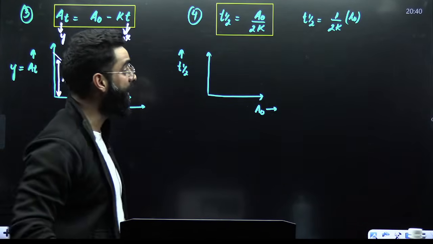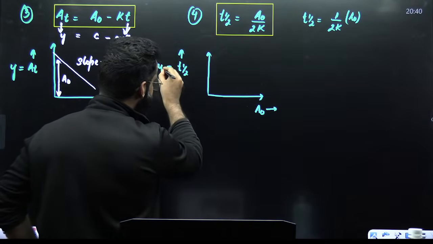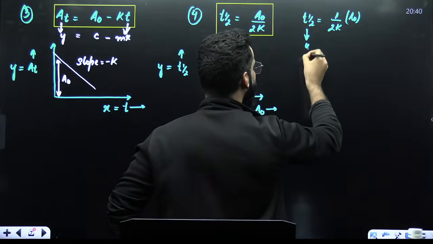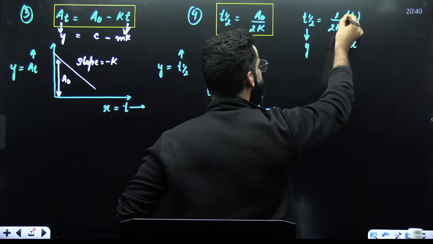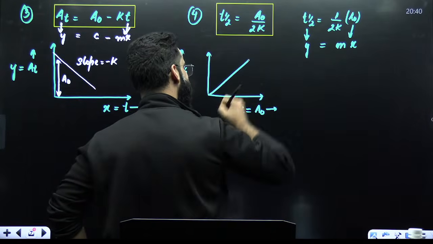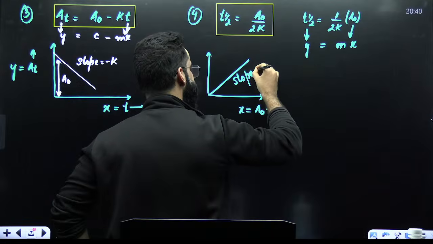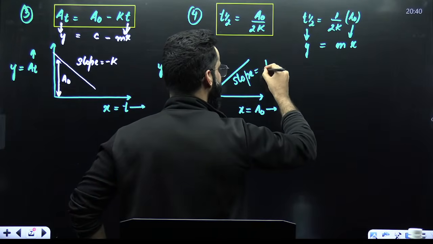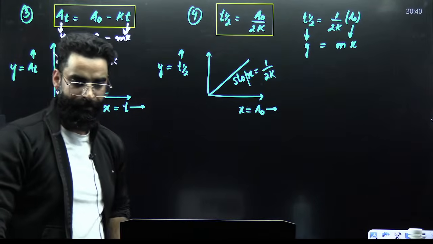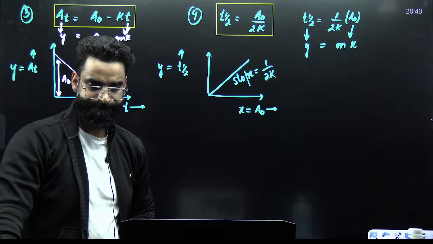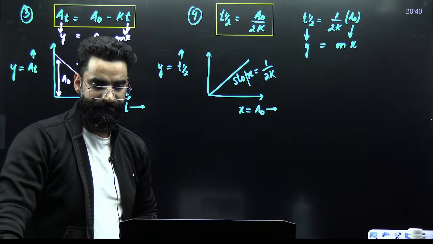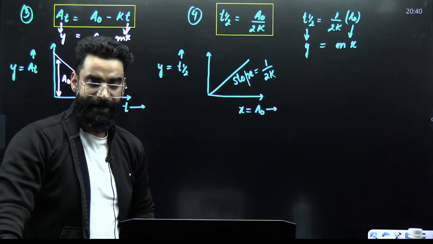One and the same thing, 1 by 2k multiplied by a naught. Now this t half you are plotting along the y-axis and a naught along the x-axis. This particular term I'll be calling as m, so it is y is equal to mx, a straight line passing through the origin. Its slope is nothing but m, and the m value here is 1 upon 2k. Perfect, guys? Am I clear with this?